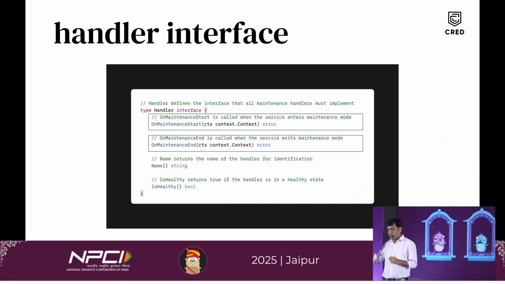Now I'm going to talk about how these handlers actually work and how they enable maintenance mode in the services. All these different handlers that I talked about, for HTTP, gRPC, Kafka, etc., implement a simple handler interface. This interface has two methods. One is on maintenance start. This method is triggered whenever a service goes into maintenance. Then there is another method, on maintenance end, and this is triggered when the service goes out of maintenance, right?